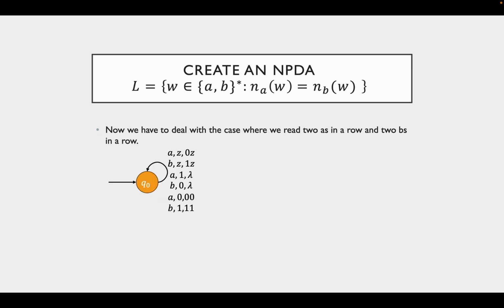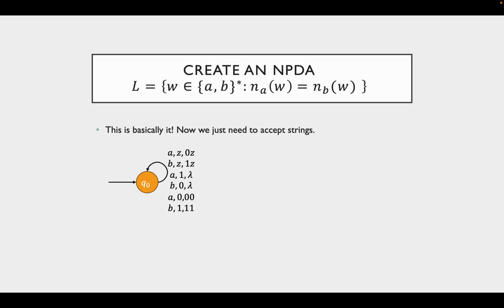Now we have to deal with the case where we read 2 A's in a row and 2 B's in a row. If we read an A and we just read an A, then we're going to pop a 0 off the stack, which means we need to put 2 zeros on the stack, which is this here. If we read a B and we just read a B, then we'll pop a 1 off the stack, and then we need to push 2 1s onto the stack. This is the case where we read 2 A's in a row or we read 2 B's in a row.